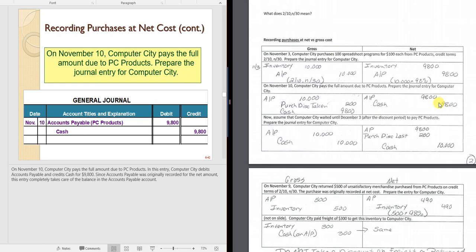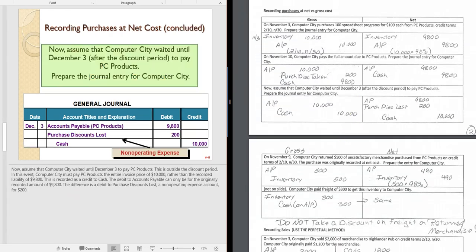So what happens if I don't make the 10 days and I don't take the discount? Well, over here, I do the same thing, get the accounts payable off your books and credit cash, and they happen to balance because I had to pay all $10,000. But over here, I say, let me get the accounts payable off my books, which is $9,800. I now have to pay $10,000 cash, and we call this purchase discounts lost.